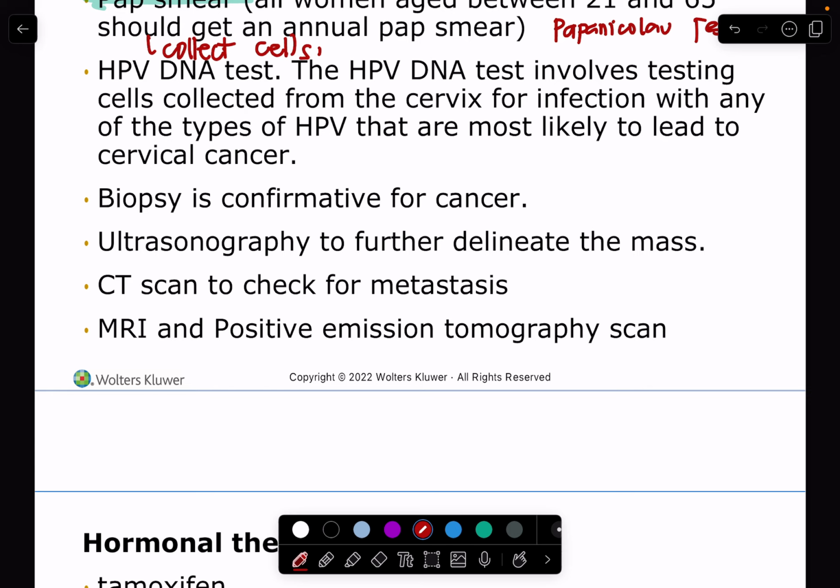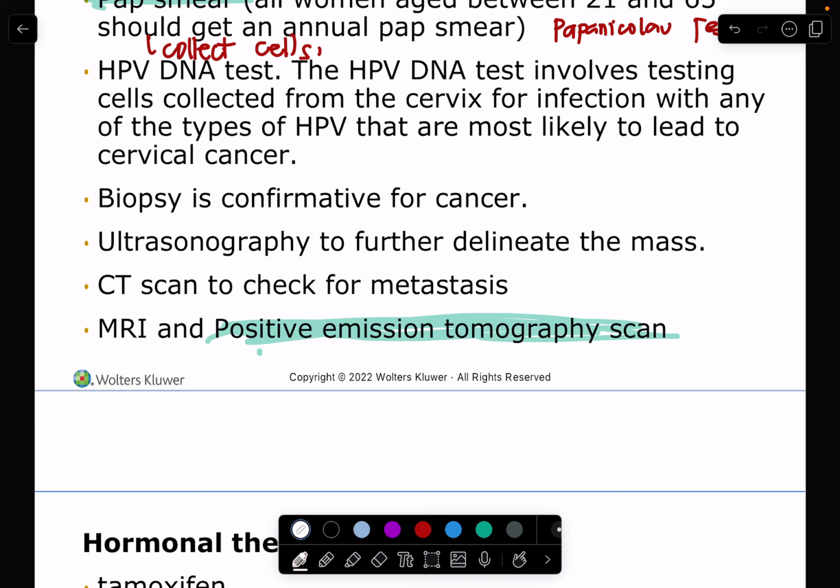Okay? Biopsy is confirmatory tests and ultrasonography in order for us to check for the size and shape of the mass, no, how extensive the mass is growing, whether it affects other organs or even the epithelial blood vessels or lymph nodes, no, CT scan to check for the metastasis, and MRI and positron emission tomography scan. So itong positron emission tomography scan is actually very helpful, ito yung PET scan, no?